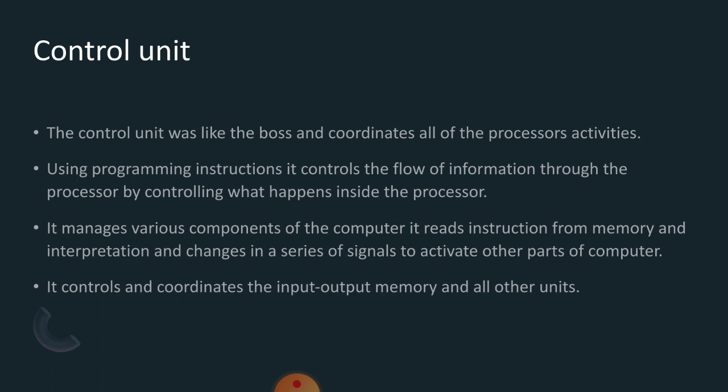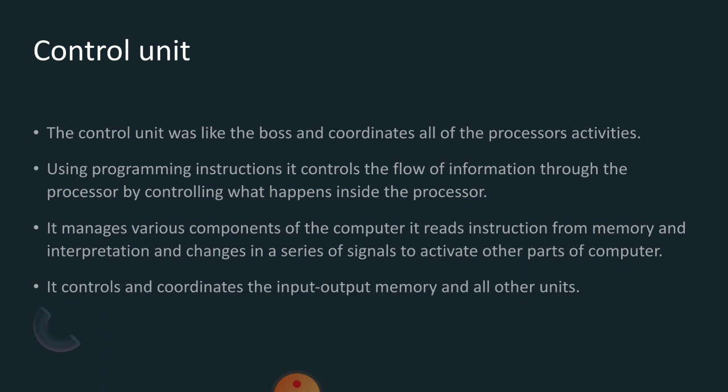Like in our railway system, trains run according to signals. If the signal is green, the train goes. If red, it stops. All of this is done through a control unit at your station. In the same way, the processor activities are controlled by your control unit: when to process, when not to process, and what to process. It manages all the different components of your computer, reads instructions from memory, and interprets them.